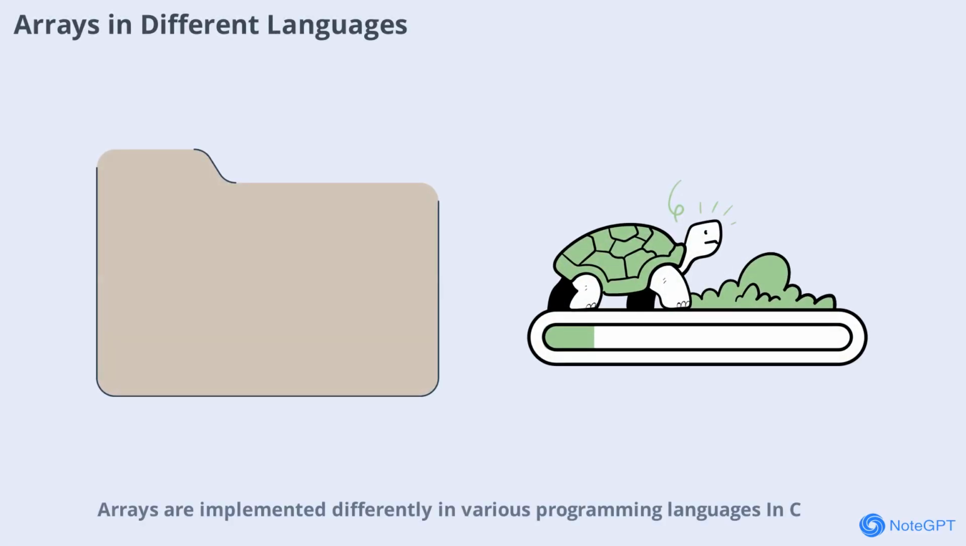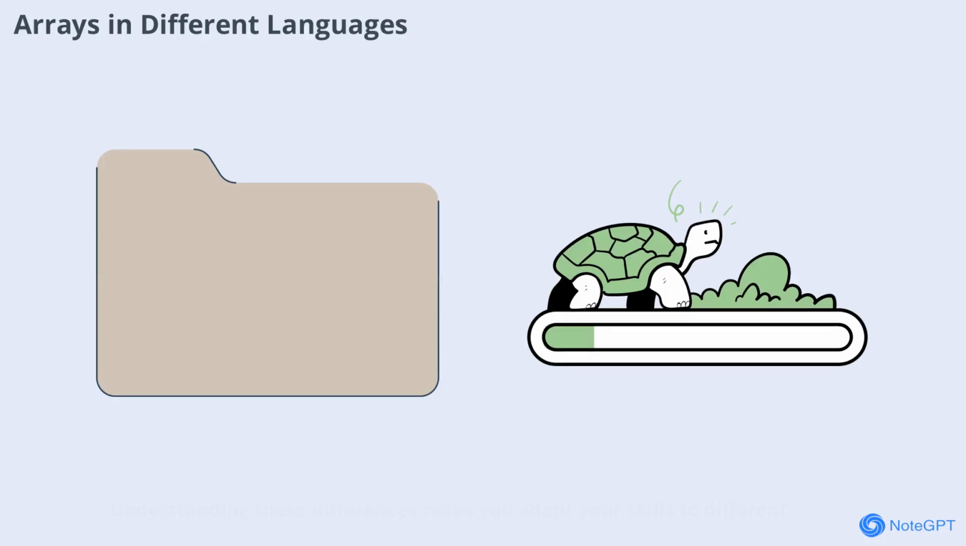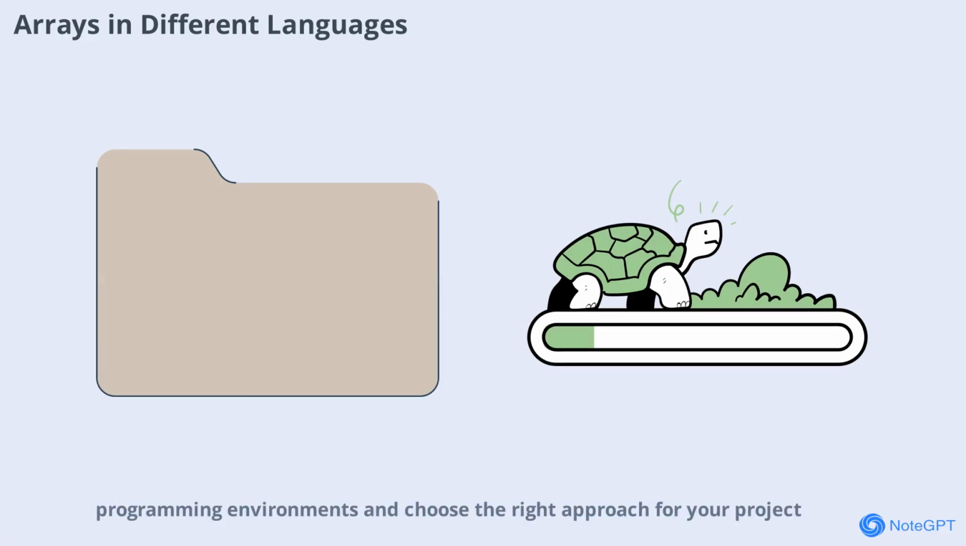Arrays are implemented differently in various programming languages. In C, arrays are low-level and require manual memory management. In Java, arrays are objects with built-in properties. Python uses lists as its primary array-like structure, offering more flexibility. Understanding these differences helps you adapt your skills to different programming environments and choose the right approach for your project.